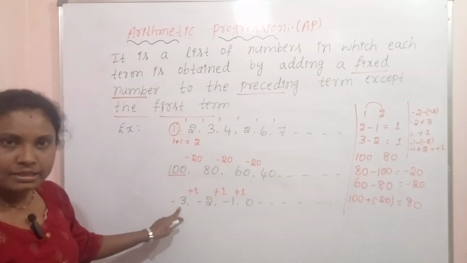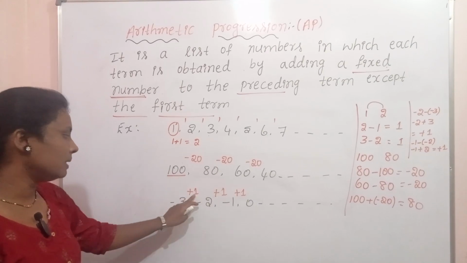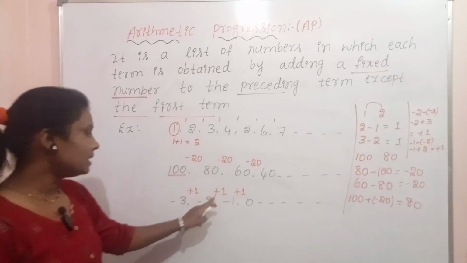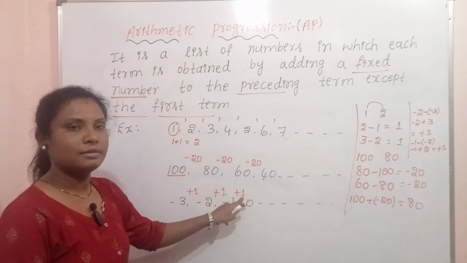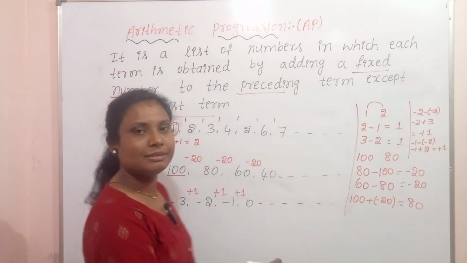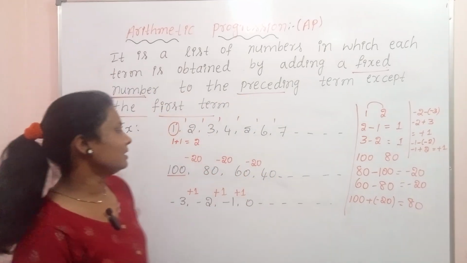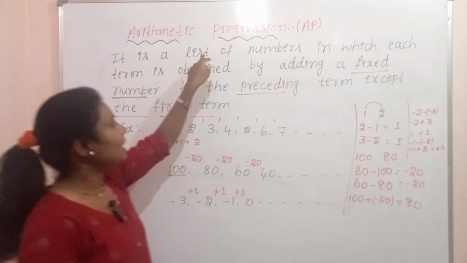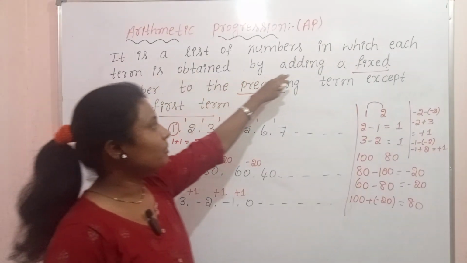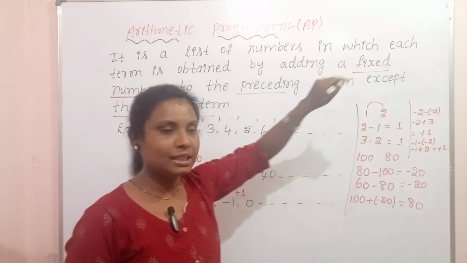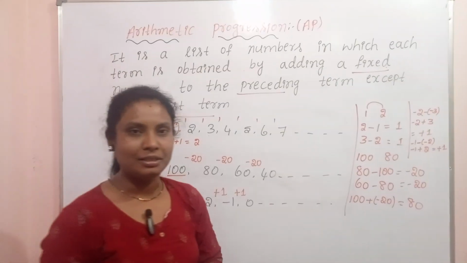So this is the first term. For that if you add this one, you will get minus 3 plus 1, minus 2. Minus 2 plus 1, minus 1. Minus 1 plus 1, you will get 0. Like that you will get an arithmetic progression. Arithmetic progression means a list of numbers in which a term is obtained by adding a fixed number to the preceding term except the first term.